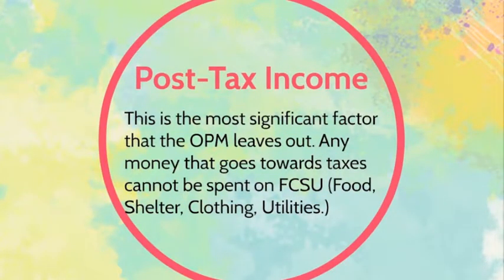Post-tax income is probably the most significant factor that the OPM leaves out. We chose to include this in our measurement in order to accurately show a person's income. Any money that goes towards taxes is clearly not helping to improve a person's quality of life and cannot be spent on FCSU. Therefore, it is extremely important to include this in our measurement of poverty.